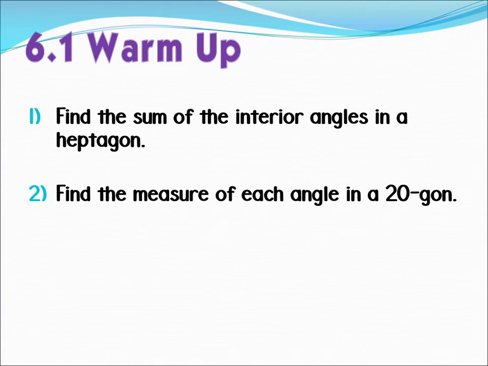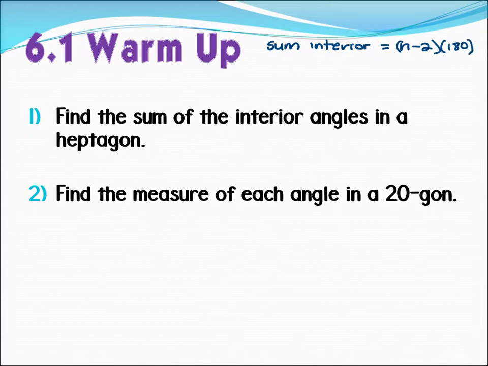All right, so these are the two things we talked about yesterday, like the names of polygons and stuff. But then we got two formulas, right? One was the sum of the interior angles in a polygon. And what's that formula? N minus 2 times 180. Good. So sum interior: n minus 2 times 180.